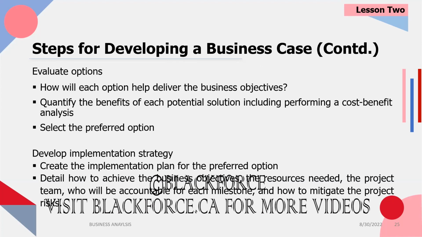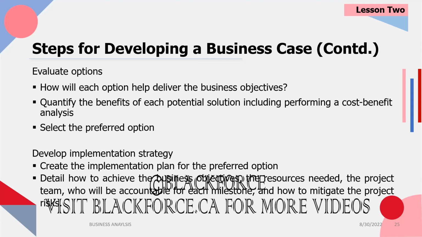Another step is that in the business case, you're going to evaluate options. So how will each option you've indicated in the business case help deliver the business goal? What we're trying to achieve. How will each of those applications help us achieve it? Is it a user-friendly application that we expect will retain people on the site and not make them keep exiting because it's not user-friendly?